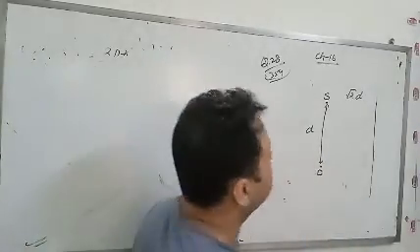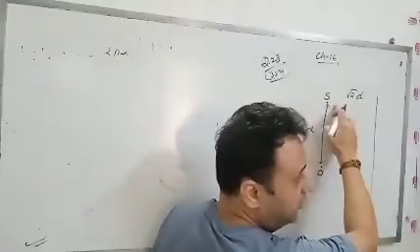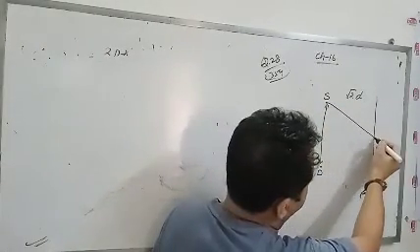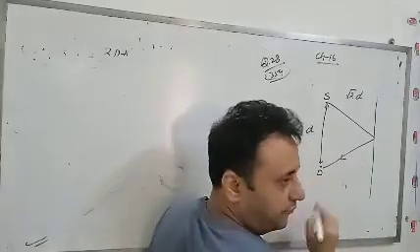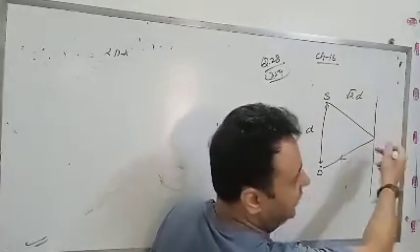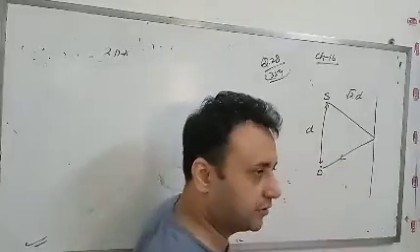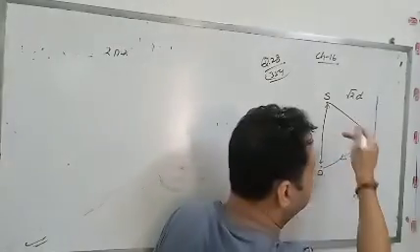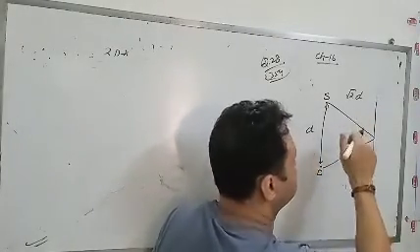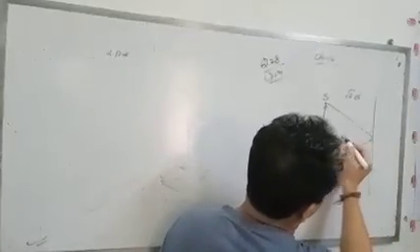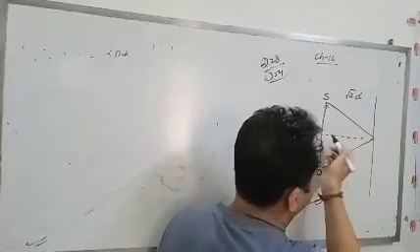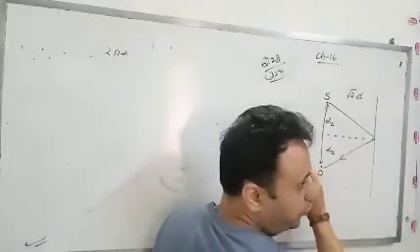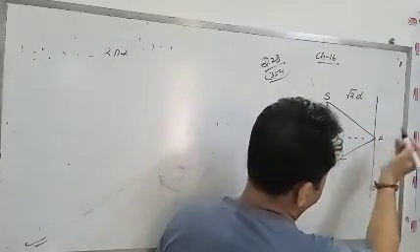Now one wave from the sound source will reach the detector directly, and the other will reach it after reflection from the screen. First it goes to the screen, then after reflection it comes to the detector. So what can be the path difference in this first condition? If we draw a perpendicular from this point to this line, this will be d by 2 and this is also d by 2. Suppose this point is P.